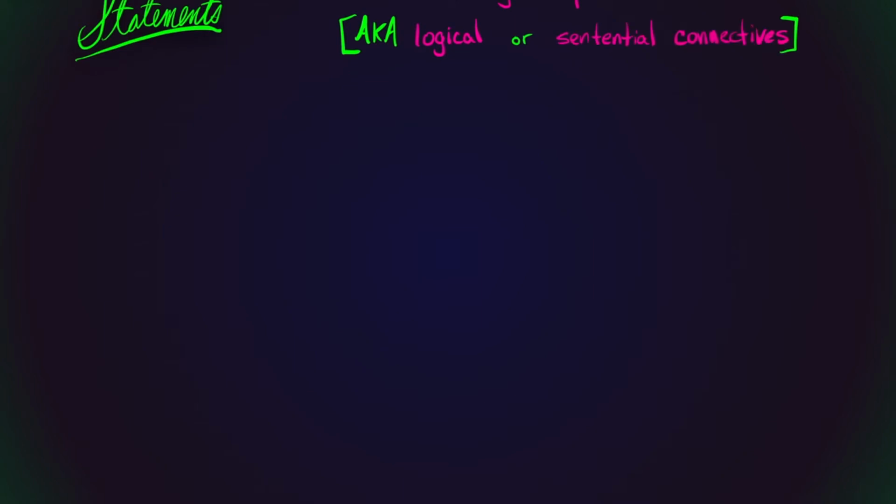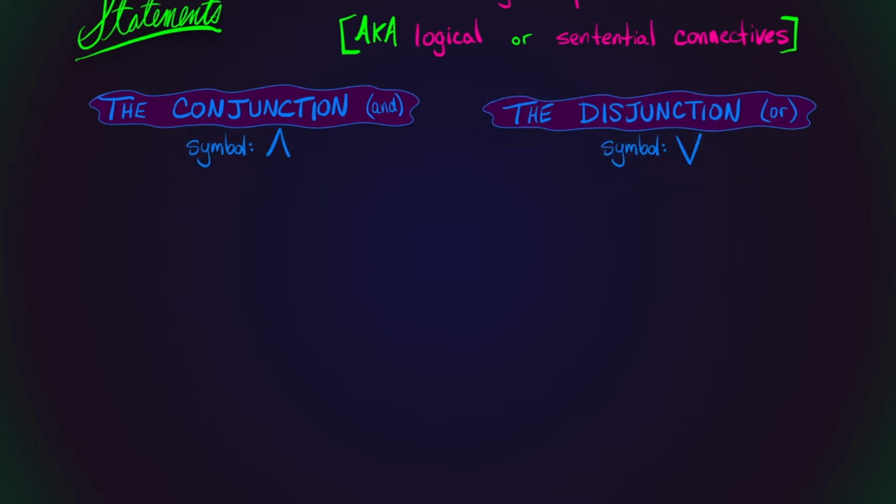And we're going to take multiple statements and combine them. And so we use compound statements. So we need something to actually combine them with. And we do that with what we call operators or connectives. So the two main connectives that we're going to look at, we use a conjunction and a disjunction. So what that means is and or.